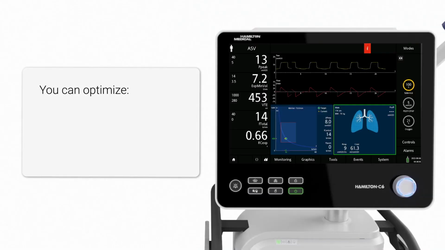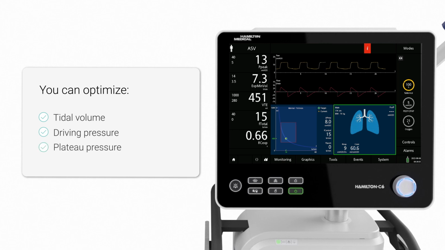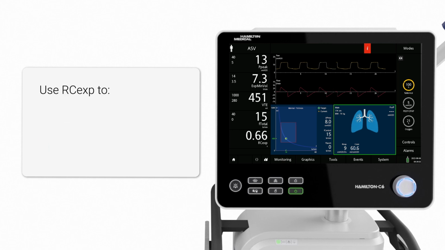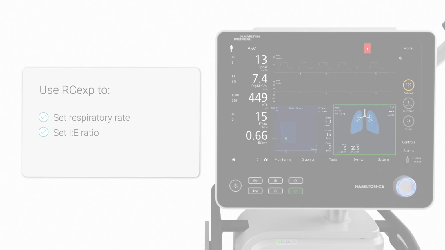By understanding the patient's condition, you can easily optimize settings on your ventilator, such as tidal volume, driving pressure, and plateau pressure. In addition, you can use the expiratory time constant to set the respiratory rate and the I/E ratio.